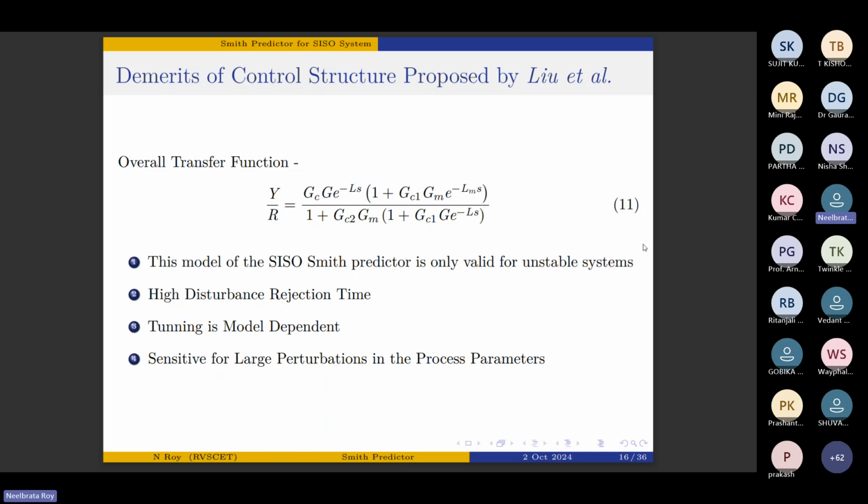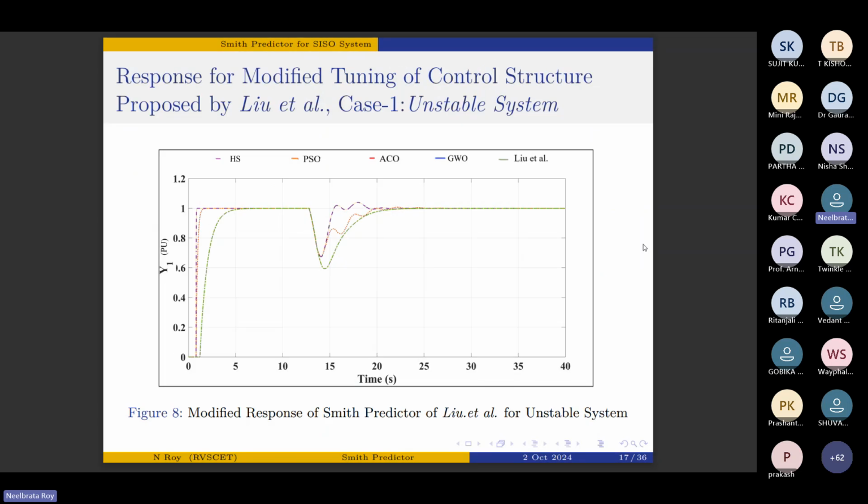So if we change the tuning method using harmony search, swarm optimization, ant colony, or gray wolf optimization, and compare it with the method of Liu, we see that on changing the tuning method, the disturbance rejection becomes very fast, and the negative disturbance peak is also low compared to that of Liu.